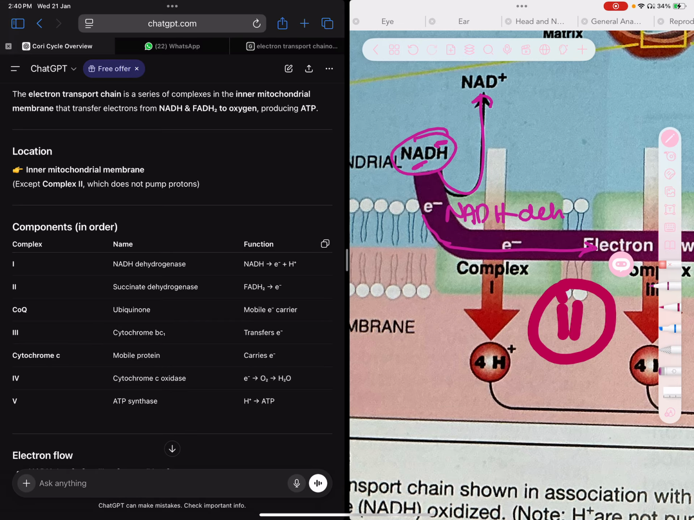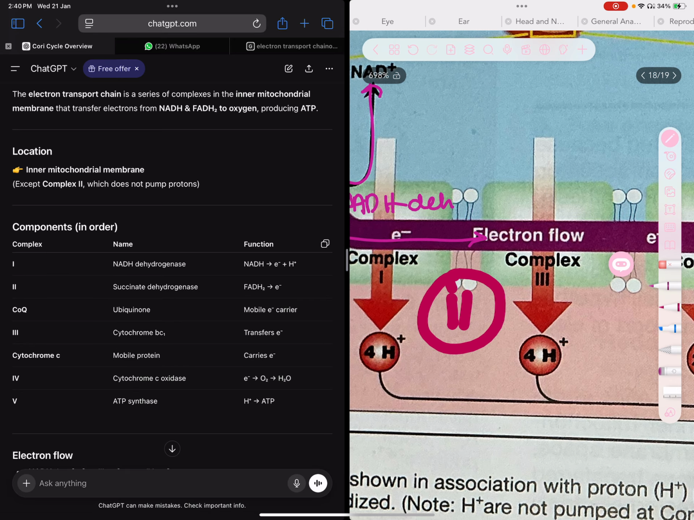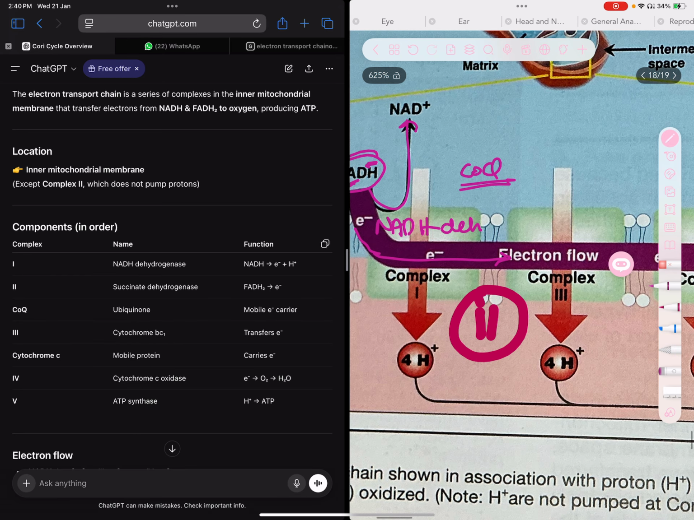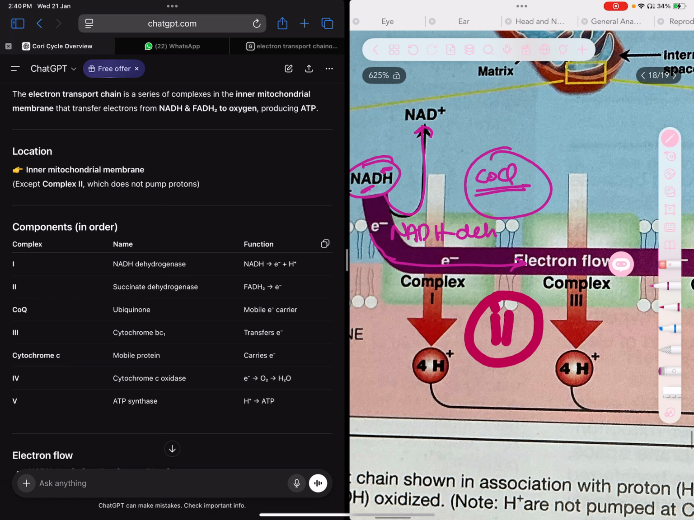Then right here, you will have one thing called coenzyme Q or ubiquinone. Now, this is a mobile electron carrier. So what happens is that the electron that came to complex 1 is going to be picked up by coenzyme Q because it's a mobile electron carrier.